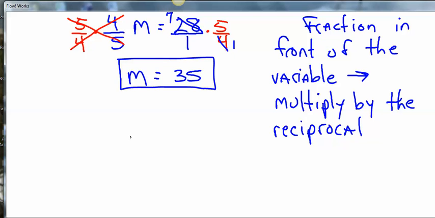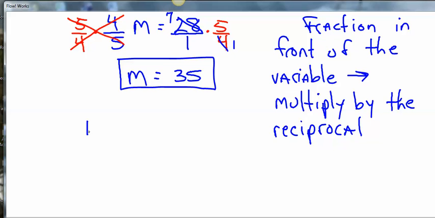Those are the 5 types of problems that you're going to see from now till Christmas, basically. But they all boil down to adding or subtracting from the variable, multiplying or dividing the variable, or there's a fraction in front of it. And those are the 5 different ways that you solve them. Doesn't matter which side of the equal sign the variable's on when there's a fraction involved.